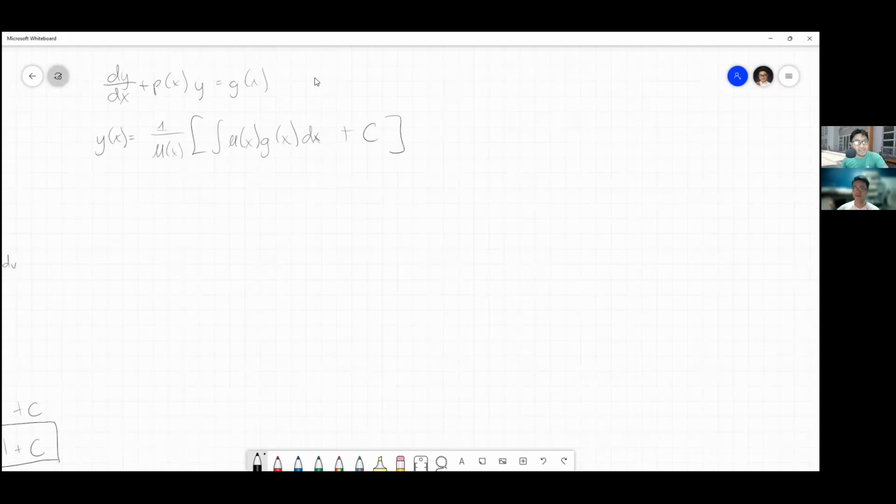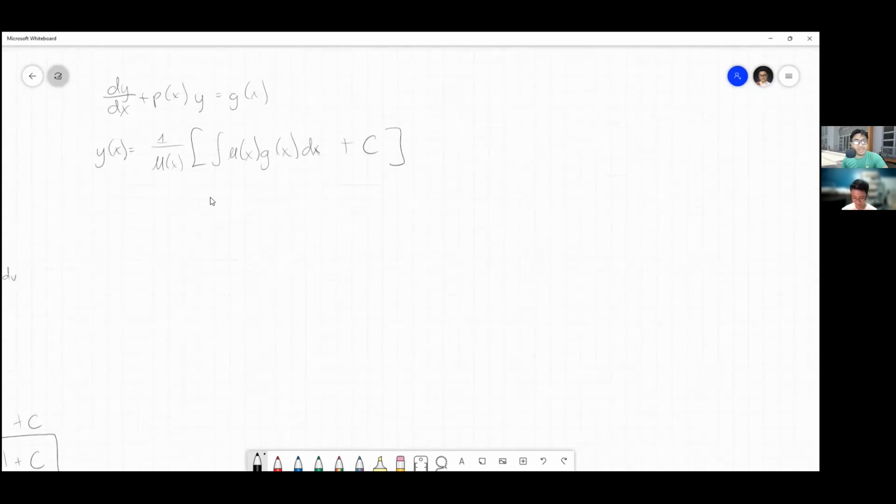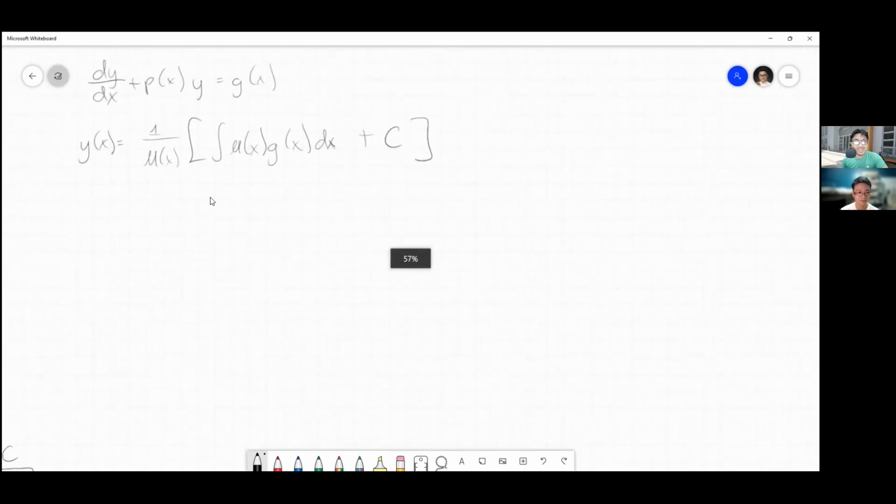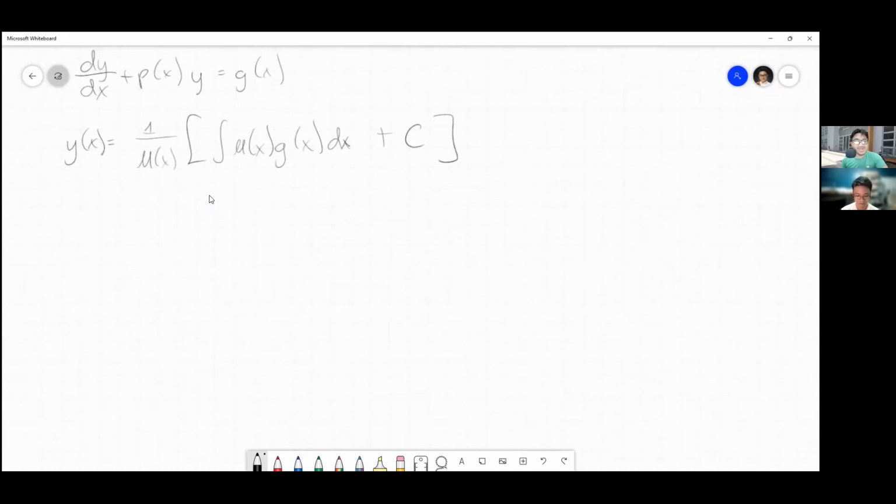Ayan. If I'm not mistaken, sa other materials, naka-express to in terms nung initial conditions natin. Pero hindi lang ako comfortable na nag-integrate ka from x not to x, I guess. So, I prefer this form. Tapos saka na lang ako mag-substitute kapag meron akong initial condition.